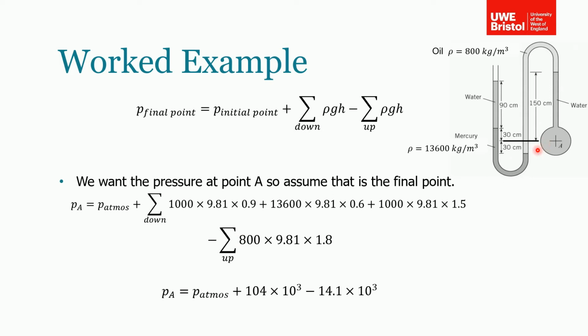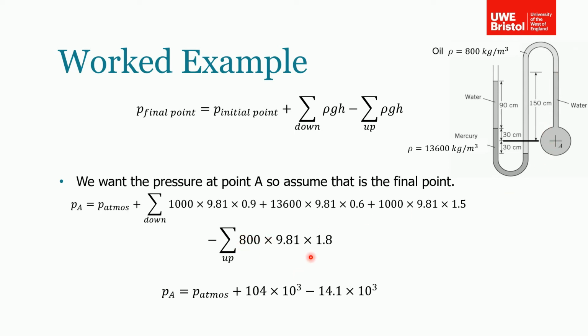And this is oil, so we need to use the density of oil, so our up term is 800 times gravity times 1.8. And then finally, once we've come around this last bend, we then have a down hydrostatic pressure, 150 centimetres of the water, so 1.5 metres, times gravity times the density of water in this instance.